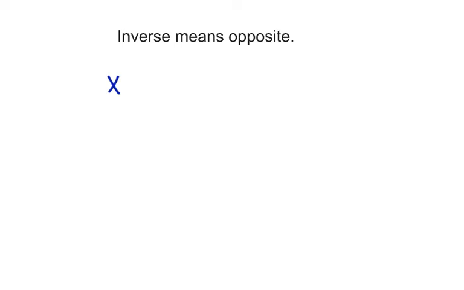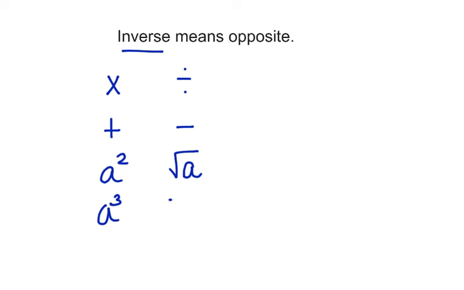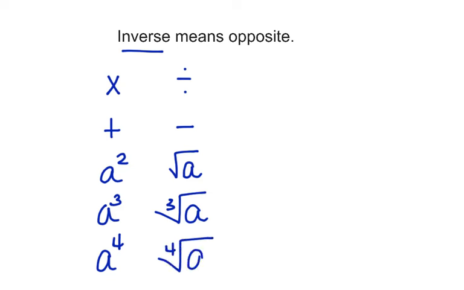So think about it this way. When we multiply, the inverse would be division. When we add, the inverse would be subtraction. When we square a number, the inverse would be to find the square root of that number. When we cube a number, the inverse would be to find the cube root of that number. When we take a number and put it to the fourth power, the inverse would be to find the fourth root of that number, and on and on.